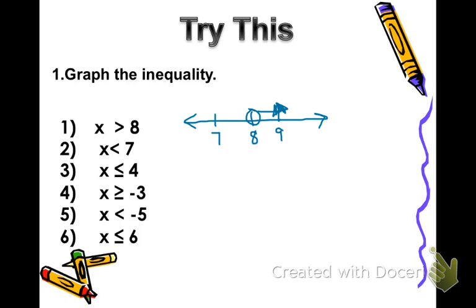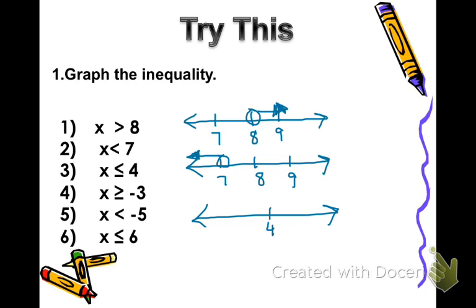For the next one, x is less than 7. We could probably use the same number line, right? We would have an open circle at 7. This time it would point left for all the numbers less than. For number 3, x is less than or equal to 4. This time it's going to be a closed circle and point left.